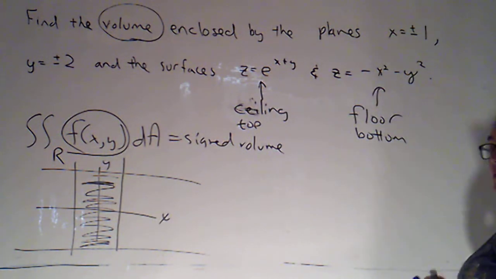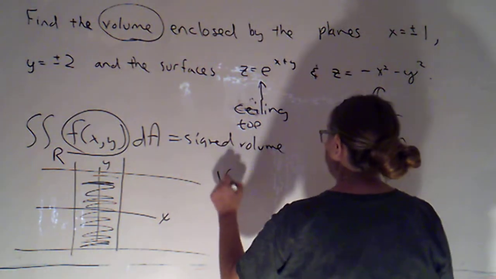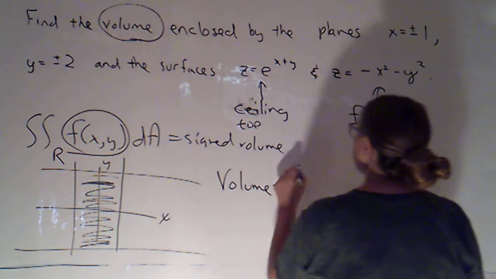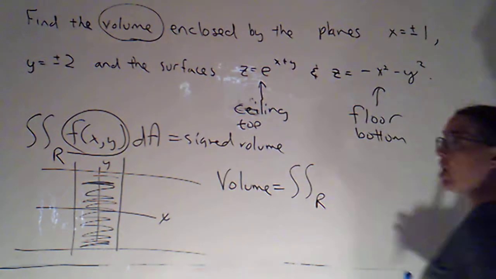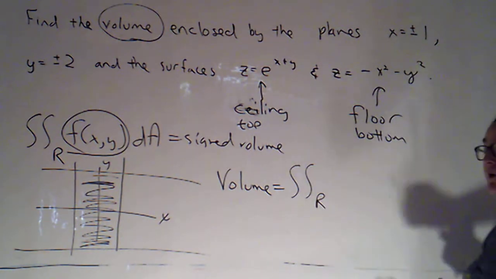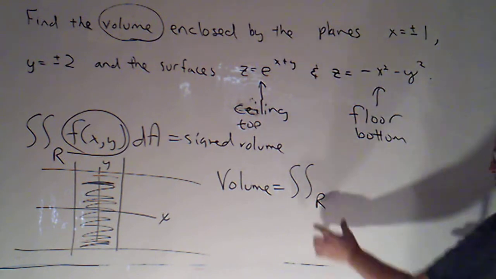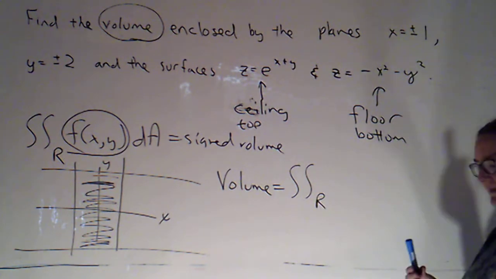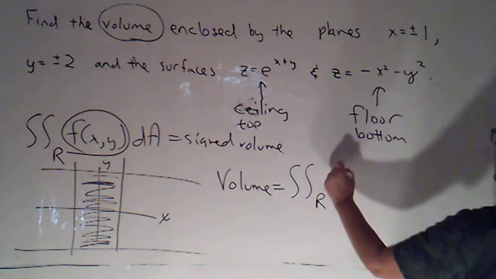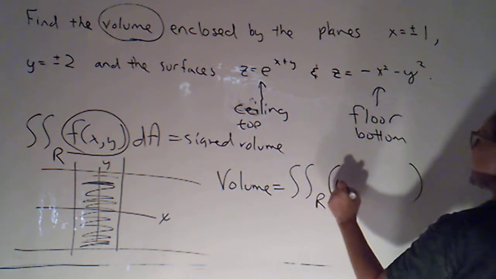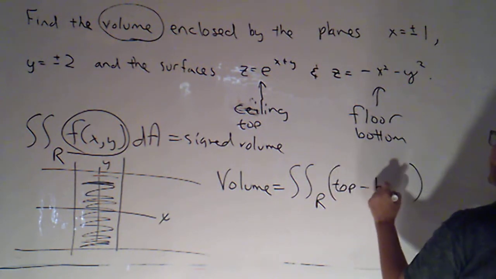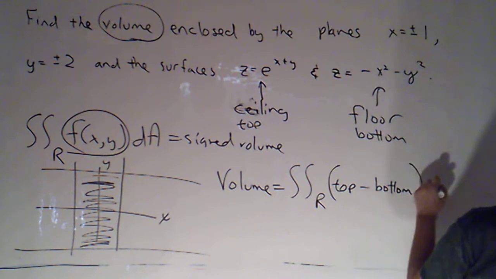So if I want to find volume, that's going to be the double integral over R. Again, in this section, we're going to restrict ourselves to regions that are rectangles, but we're eventually going to learn to work with all sorts of regions that are in 2-space. I'm going to integrate the height, which will be the top minus the bottom.